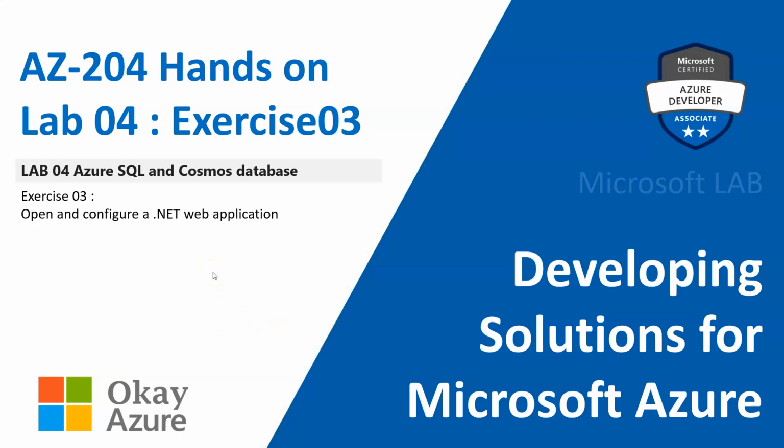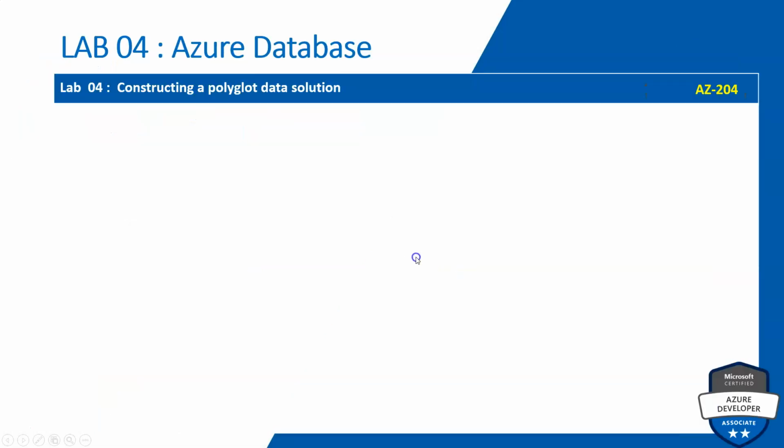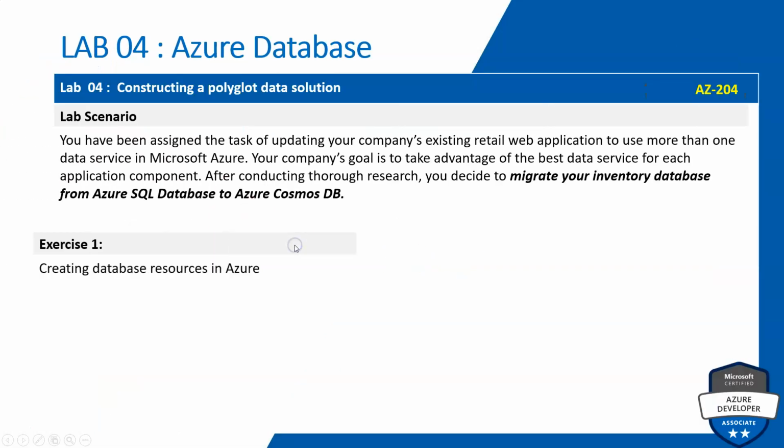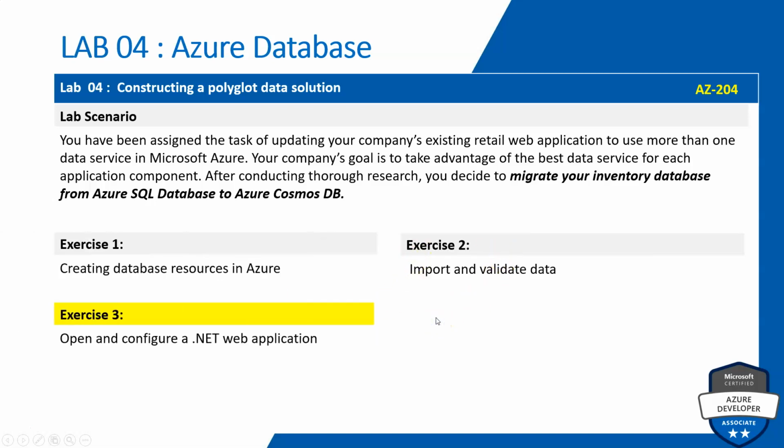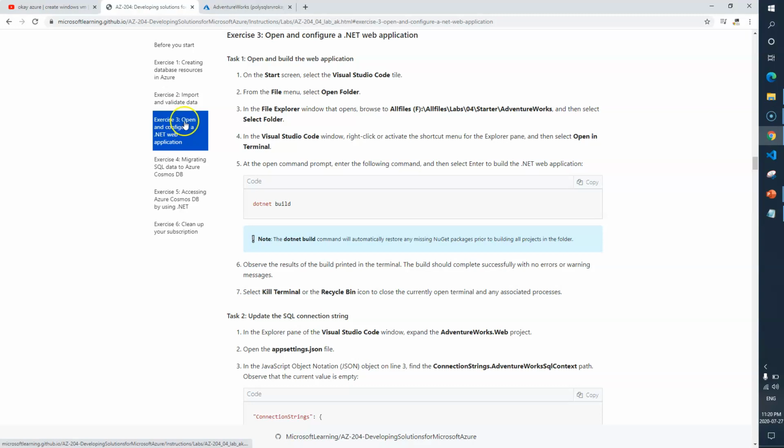So in this video we are going to work on a .NET web application. Here is the lab scenario, and so far we are done with exercise 1 and exercise 2. In this video we'll work on exercise 3. Let's go to the instruction page. So here we are, exercise 3.